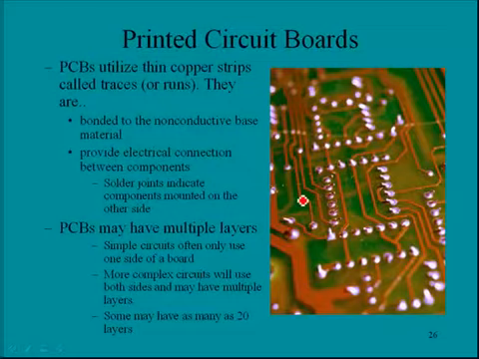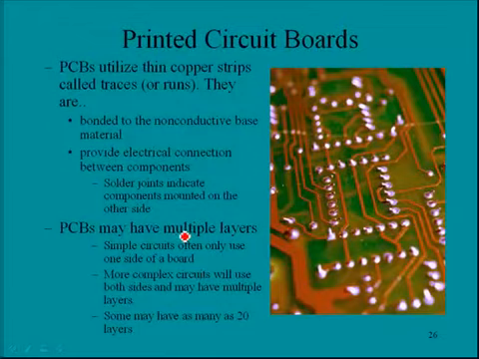And in this picture here, you can see the copper lines here are actually the copper wires, and we refer to these as runs. They are bonded to the non-conductive base material, which the circuit board is mounted on. They provide electrical connections between components, and the solder joints indicate components mounted on the other side. So you see these little joints here. These are the connection points of components that are probably on the other side of this board.